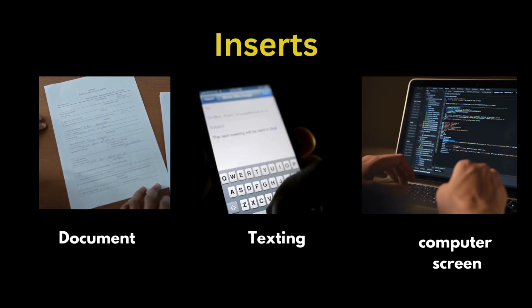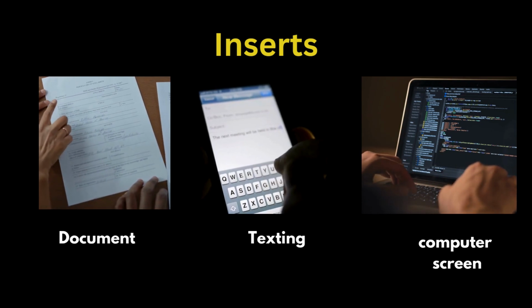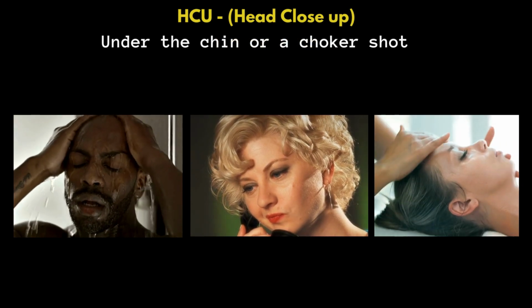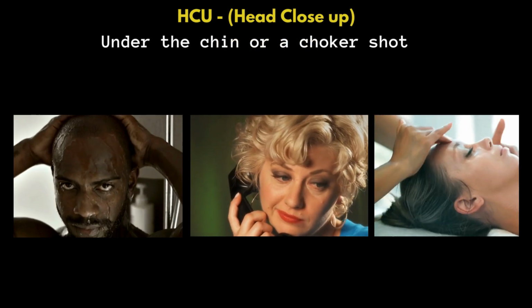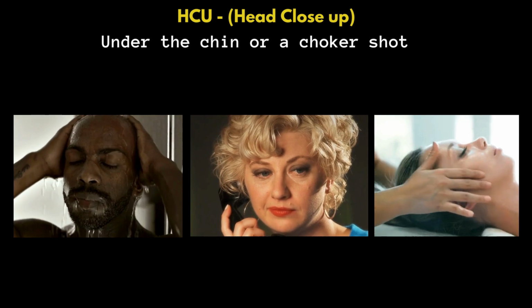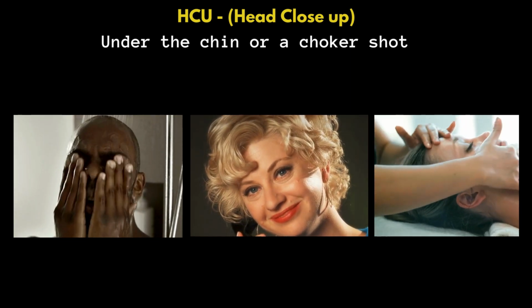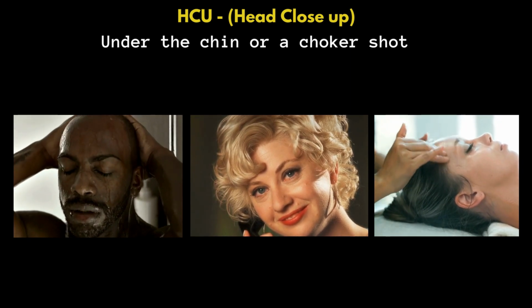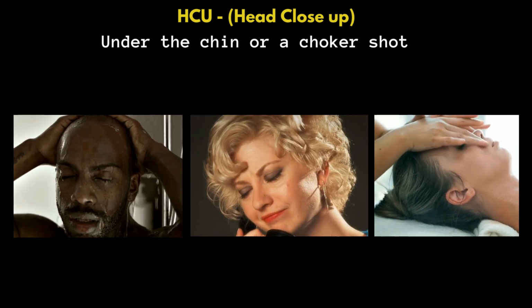Now, let's go into some of the other close-ups and what makes them different from each other. The next size up would be a head close-up. Now, this size is just a little bigger than an ECU because this size includes the chin. Whereas the ECU is above the chin, a head close-up shows the entire face.